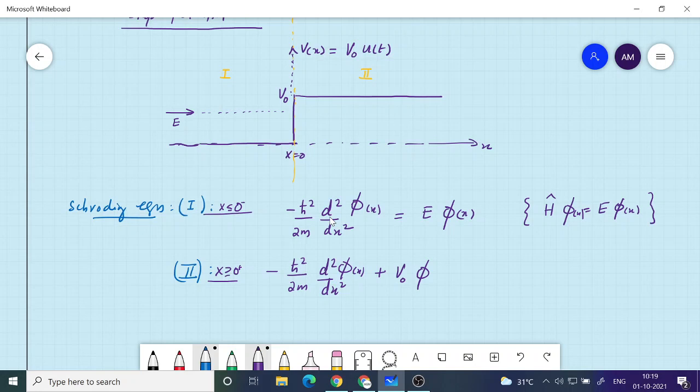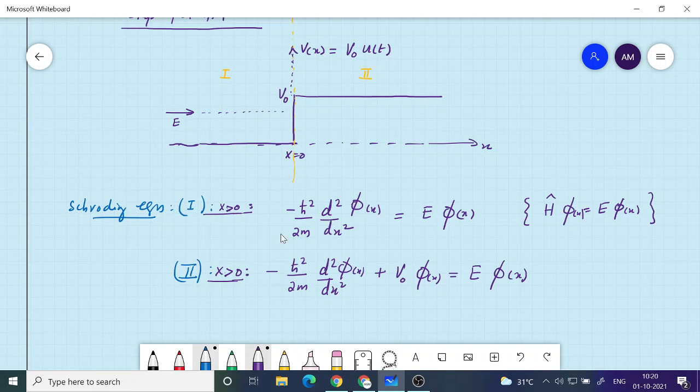Then okay, so this is psi of x equal to e psi of x. So this is for region 2. That is simply x greater than 0. Let me just write x greater than 0, and this is x less than 0. At x equal to 0, the potential is stepping up. So this is what we have. So the Schrodinger equation has two forms, one in region 1, one in region 2.